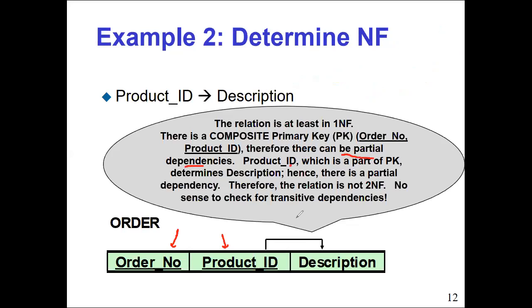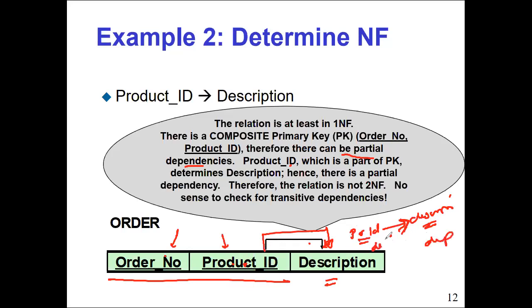Product ID is a part of the primary key. The primary key is this, and Product ID is a part of it. Product ID determines description. So the arrow is like that. The Product ID determines this one, so this is the dependent and this is the determinant.